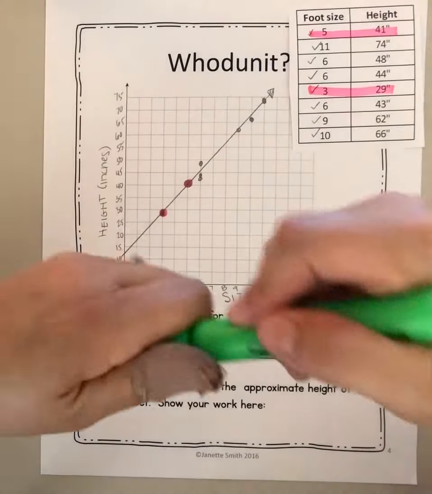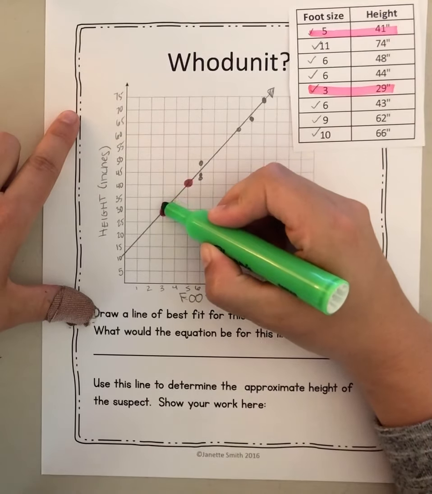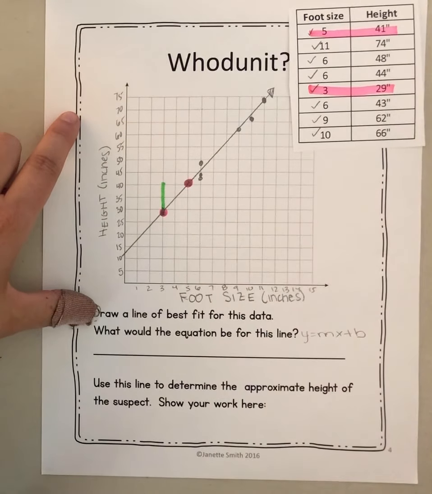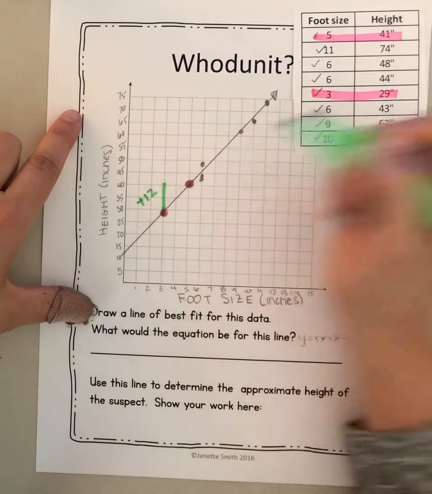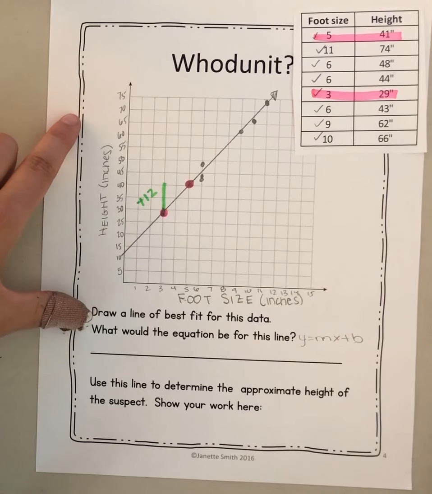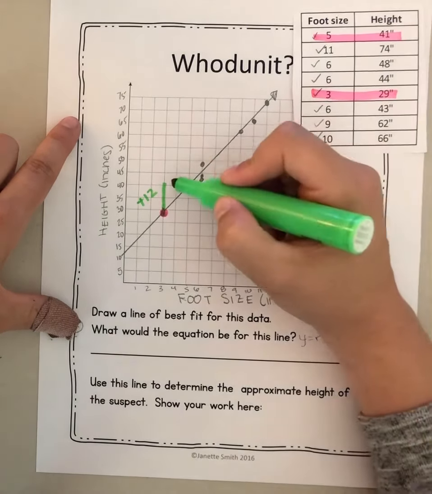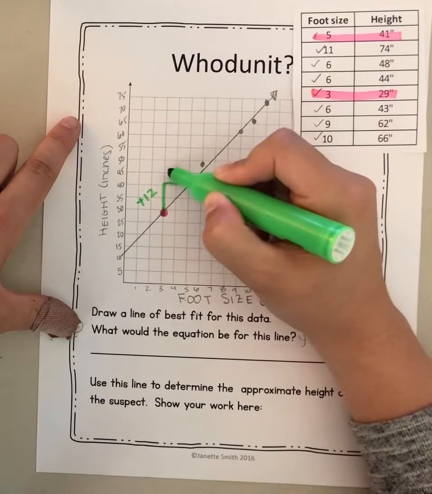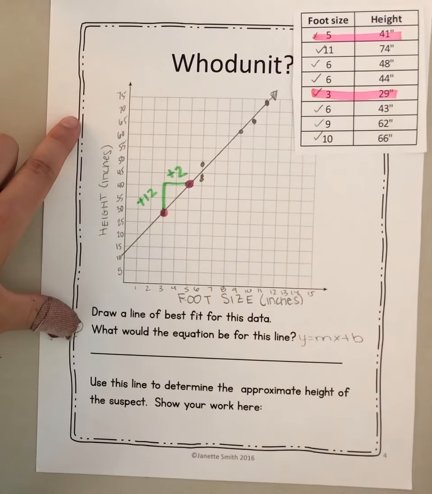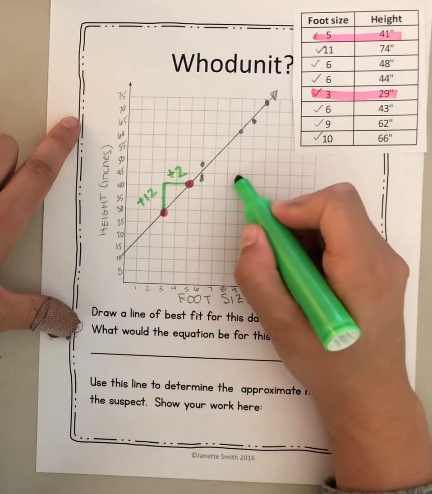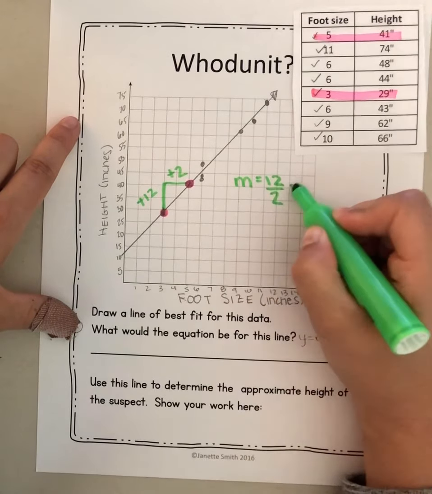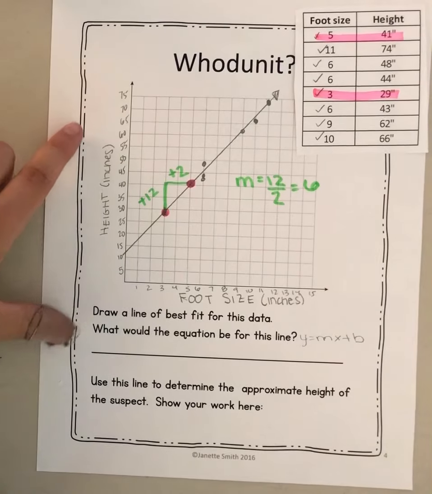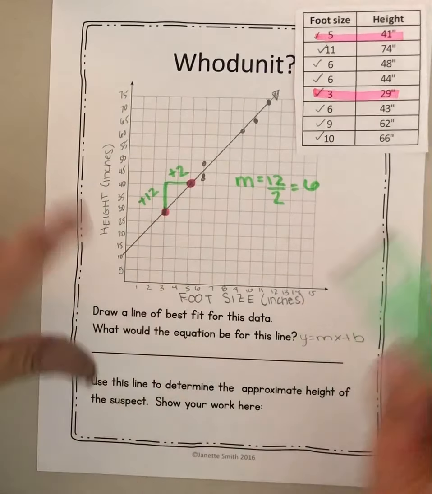So I wanna count how far up we'd have to go to get from one point to the next. So this is going from 29 to 41. So that means we're increasing by 12 units. In the x direction, we're going from 3 to 5. So we're going over 2 units. That makes my slope 12 over 2, or 6. Okay, so my slope is 6.